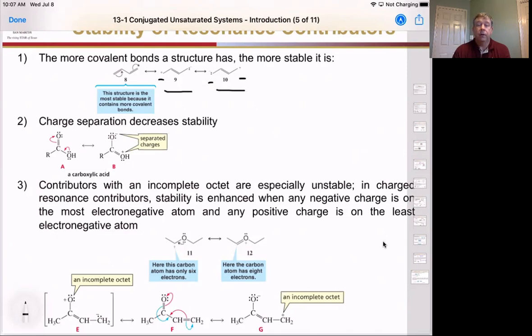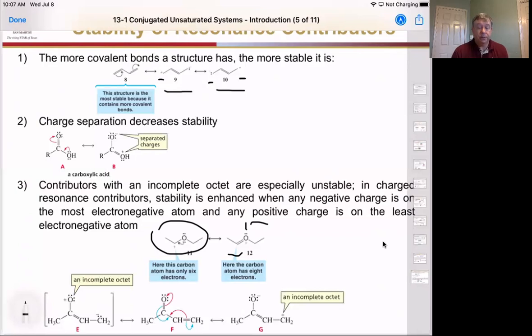Okay, so for example, in the case of this structure here, carbon only has 6 electrons in it when it has that positive charge on it, so it would be less stable than if we were to move that charge over to the oxygen. Notice this carbon now has 8 electrons on it, and the oxygen also still has 8 electrons on it. That makes it more stable.